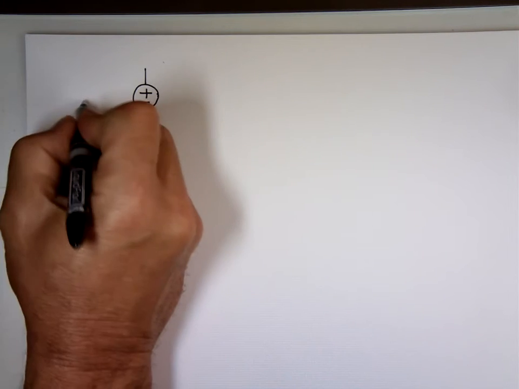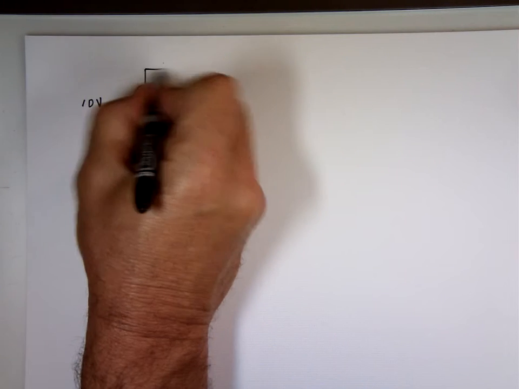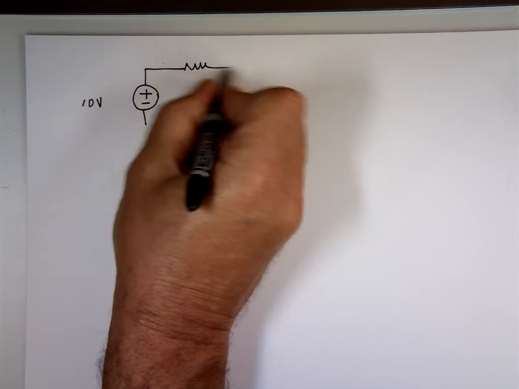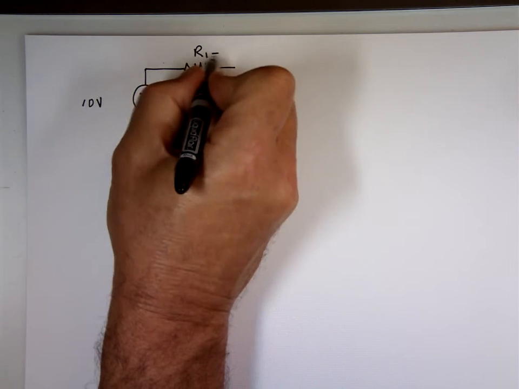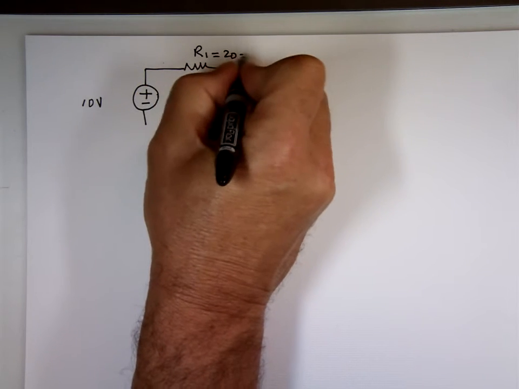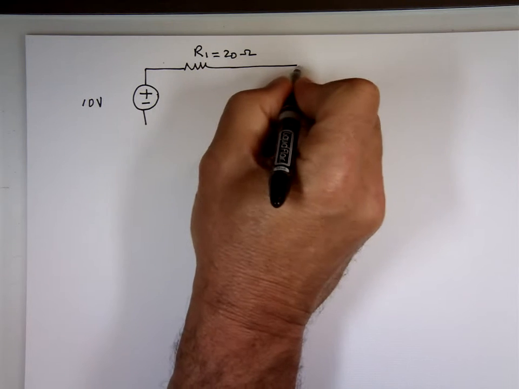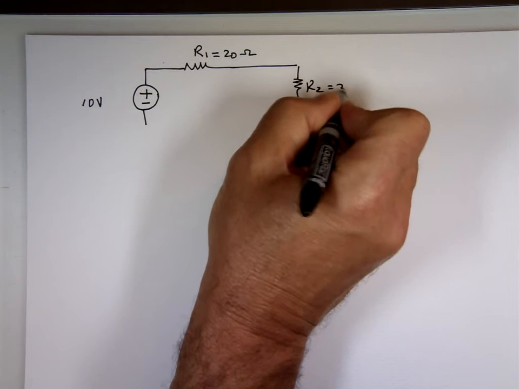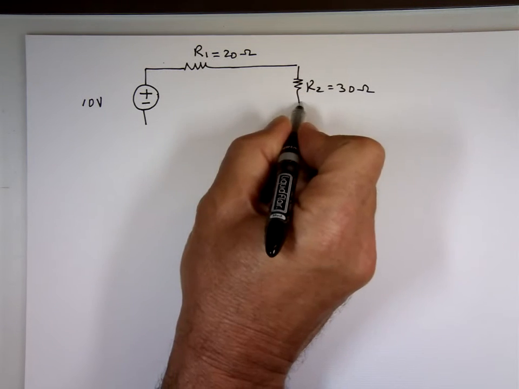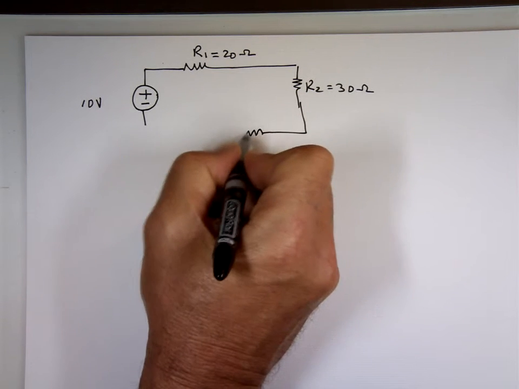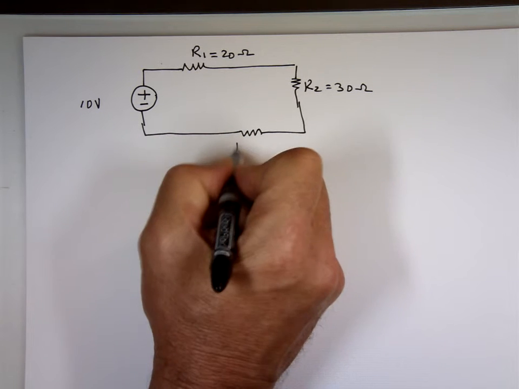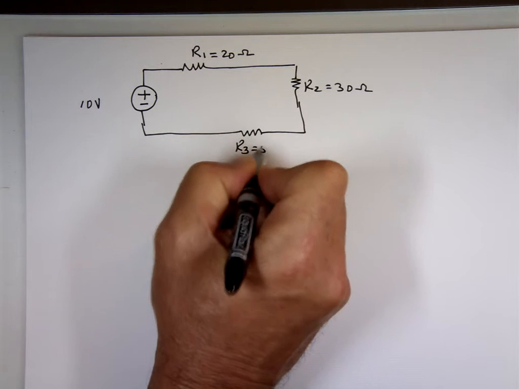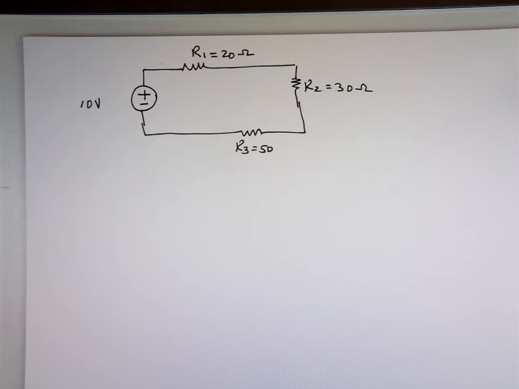Let's say I have 10 volts. I have resistor 1, which equals 20 ohms. Resistor 2 equals 30 ohms. And resistor 3, which equals 50. And I want to find the current.